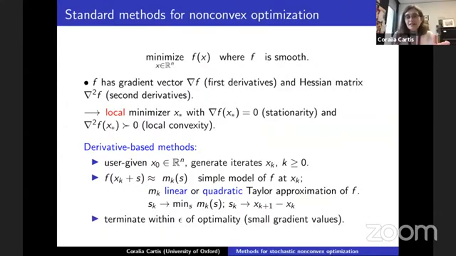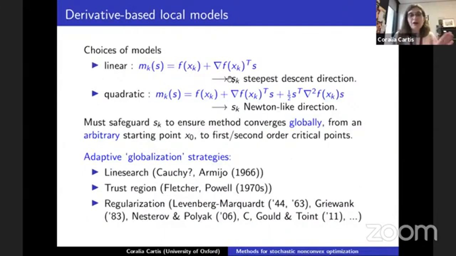Now, if we did this, would this be enough? First of all, let me just clarify, what is a linear Taylor model? A linear Taylor model would be something like this. My local model would be just f at xk plus this linear term involving the gradient. If I had a quadratic Taylor model, I would have a second derivative term.